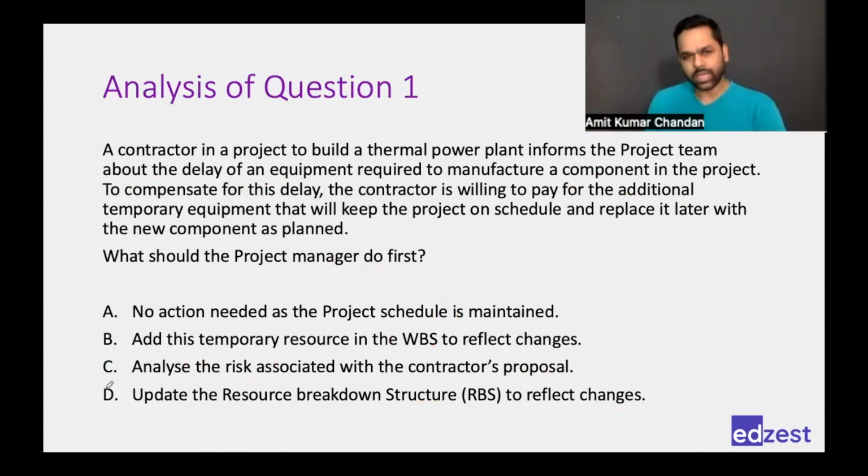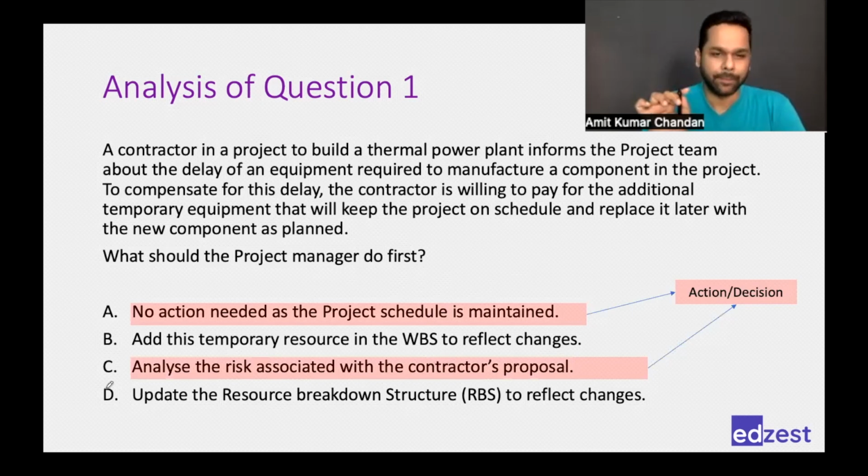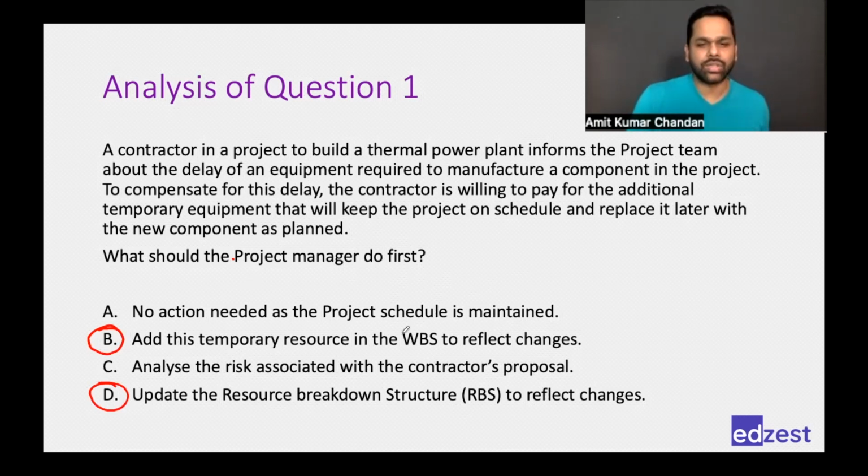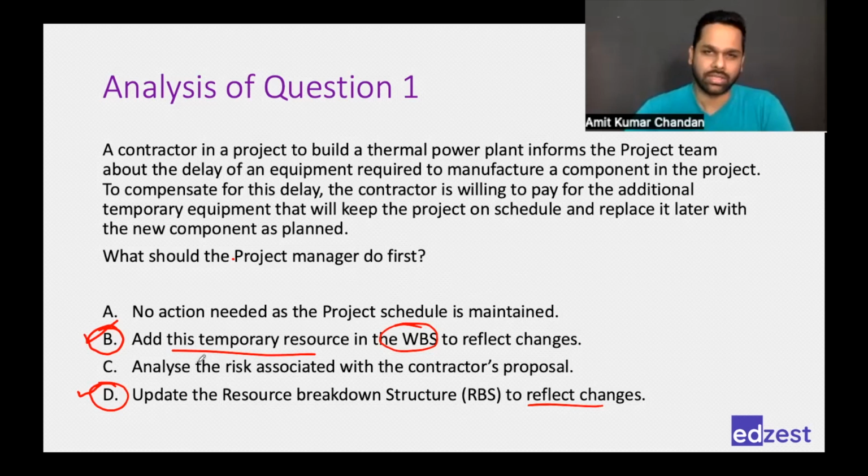Now, while we analyze this question, you would have already noticed because we keep talking about all those things. These two options, A and C. Okay, there is some mistake in this. Not A and C, but if you look at option B and D, option B talks about adding resource to a WBS. Option D also almost says the same thing, update the resource breakdown structure to reflect the changes, which means adding the resources to the RBS. These are actions. These are decisions that we are taking in the project.